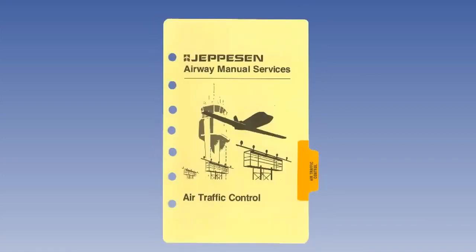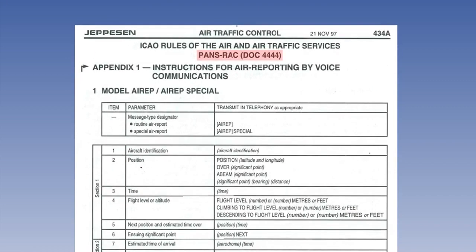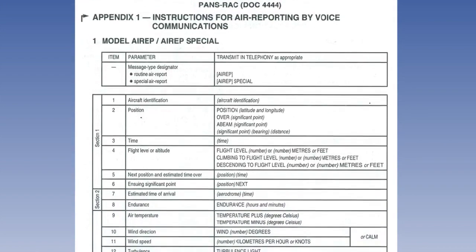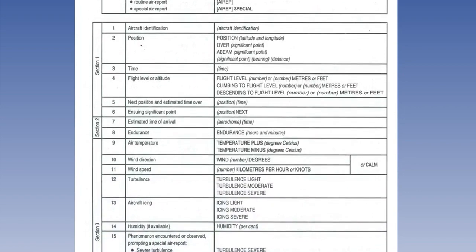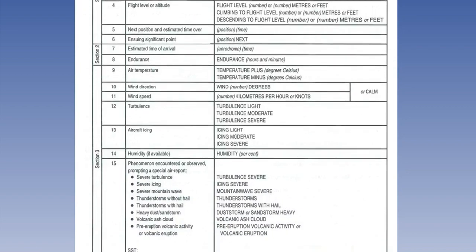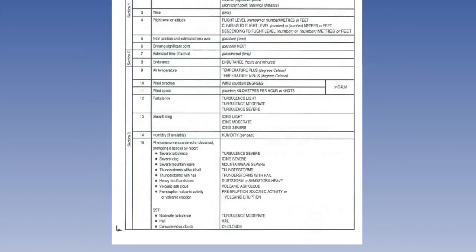The air traffic control section is the smallest of them all, but it contains a lot of useful information. The first few pages of the section contain extracts from PANS-RAC, Doc 4444, detailing the instructions for communicating special reports of significant weather phenomena and volcanic activity. Although these have been dealt with in other subjects, they do form a part of the flight planning syllabus.